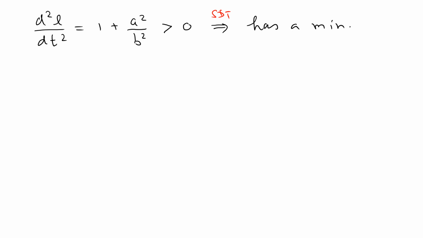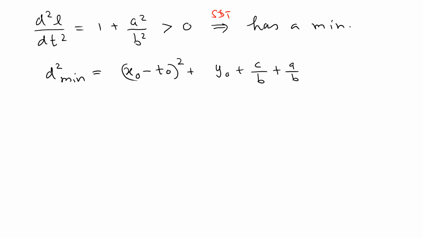Now, to find the minimum, you can see that the minimum value of d squared is when you plug in t naught. So it's going to be x naught minus the t naught value, squared, plus y naught minus the other value from the parameter, which is c over b plus a over b t naught, and square. So what we need to do now is plug in the t naught that we already know.